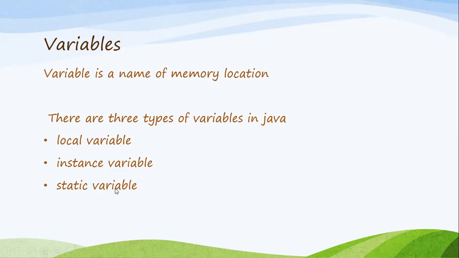And the next one is the static variable. A variable that is declared as static is called a static variable. It cannot be local. You can create a single copy of the static variable and share it among all the instances of the class. Memory allocation for static variables happens only once, when the class is loaded in memory. So these are the three types we discussed.